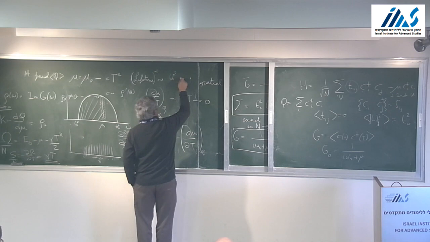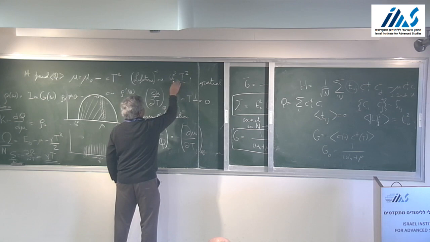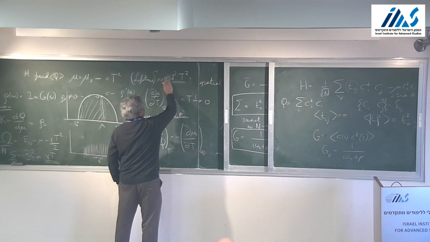And it goes as temperature squared, and now you have to make the dimensions work out. I'm not writing something right. Well, anyway, there'll be some factors of rho naught squared or rho naught cubed. I forget. Let me not try to get that right. So it goes as interaction squared and temperature squared.